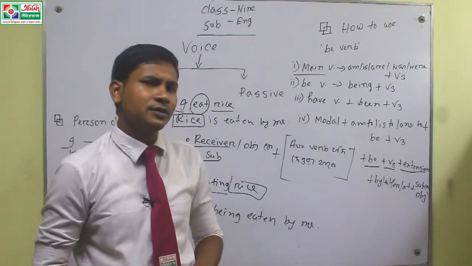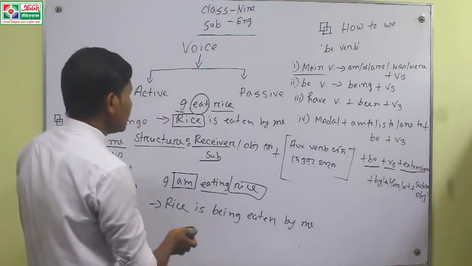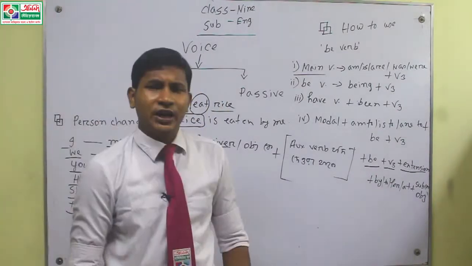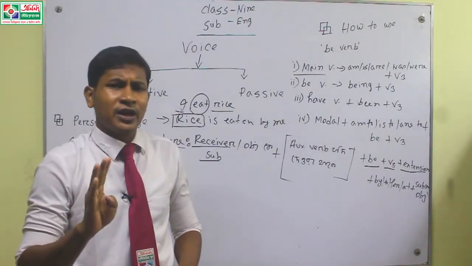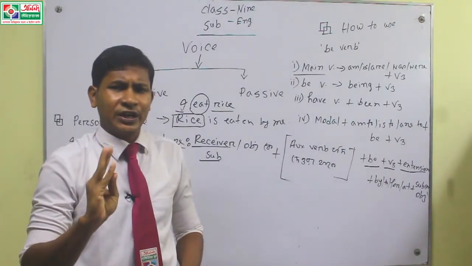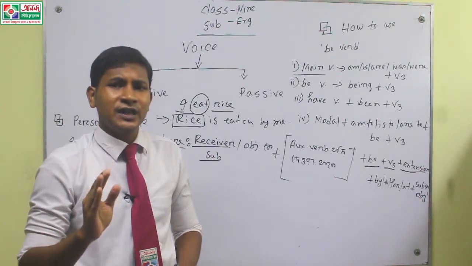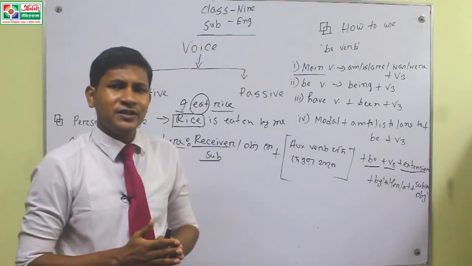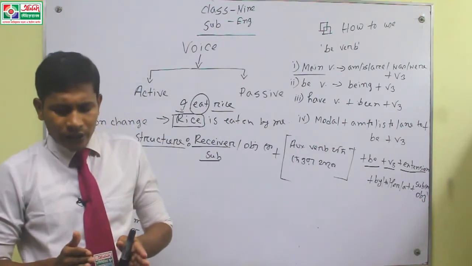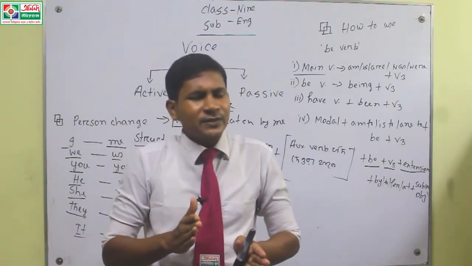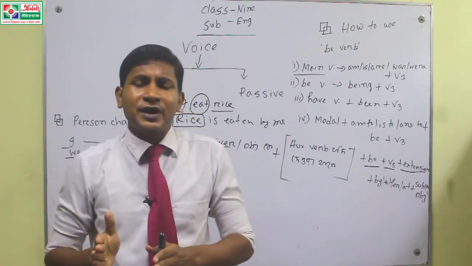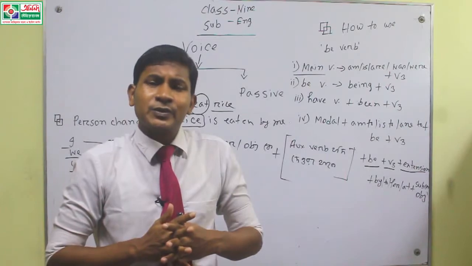Do you understand? Then we go to how to use the have verb. Have verb means three verbs: have, has, had. Have, has mean present tense, had means past tense. So in this respect, how do we use the be verb? We use been after the have verb.